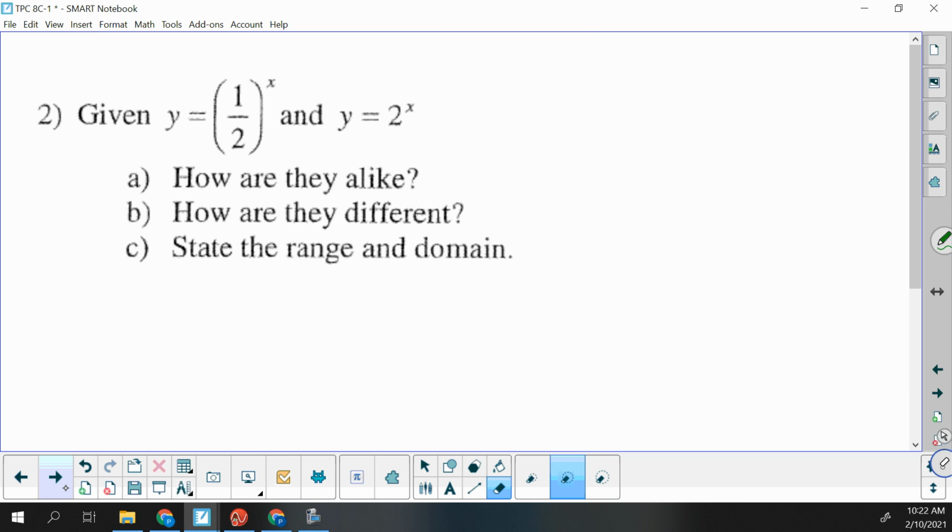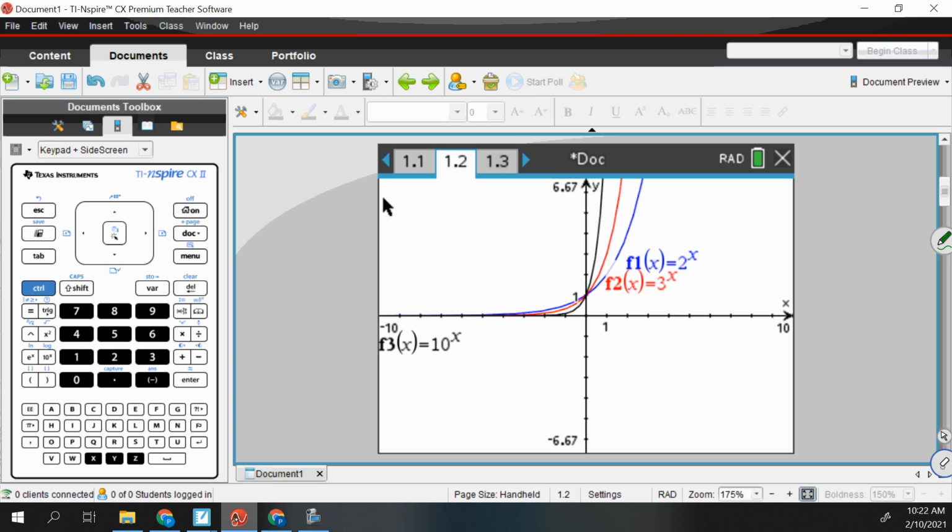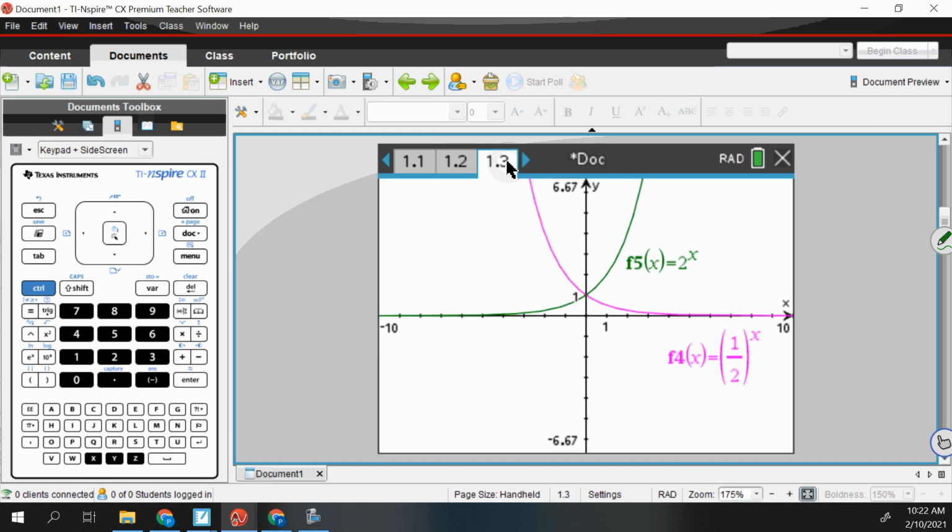All right, in 2, we're going to compare the graphs of 2 to the x and 1/2 to the x and ask the same questions. So here's our graph of 2 to the x and 1/2 to the x. Well, they're both still exponential, and they both still have the y-intercept of 0, 1. But they're not growth anymore, so that would be a difference. And another difference is their bases are different.